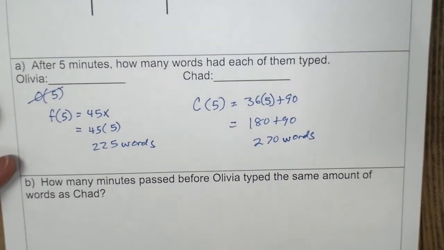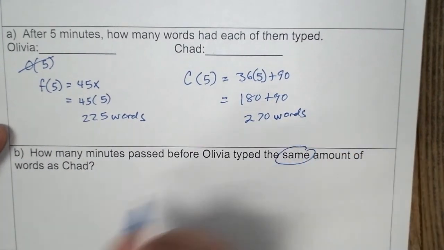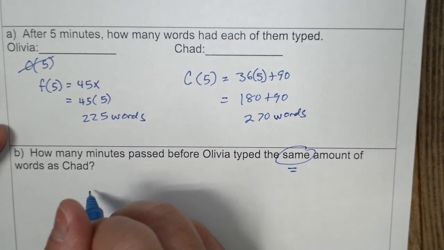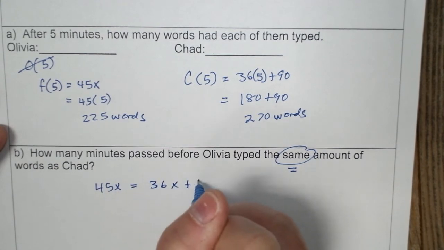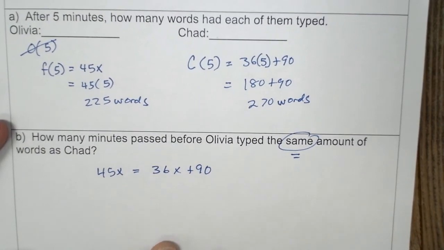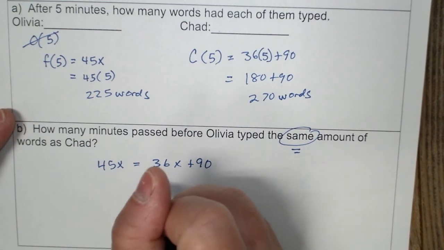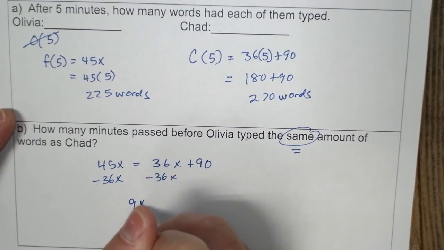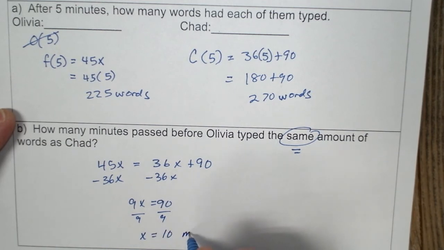Okay, how many minutes passed before Olivia typed the same amount? Same means equal. So I'm going to do 45x is equal to 36x plus 90. Basically, it says when does his head start become null and void. Minus 36x minus 36x. 9x equals 90. Divide by 9. x equals 10 minutes.